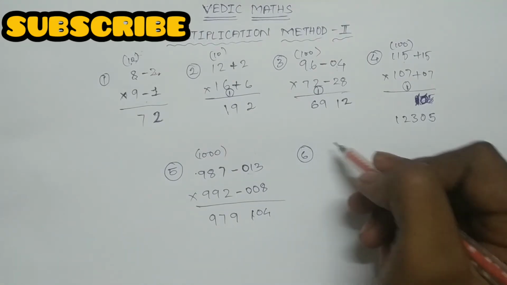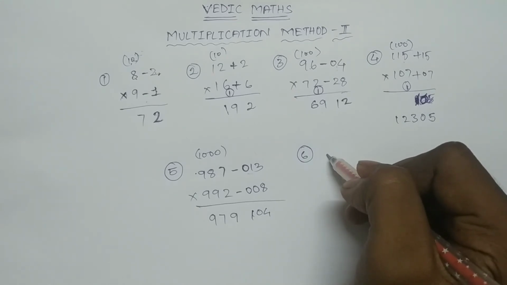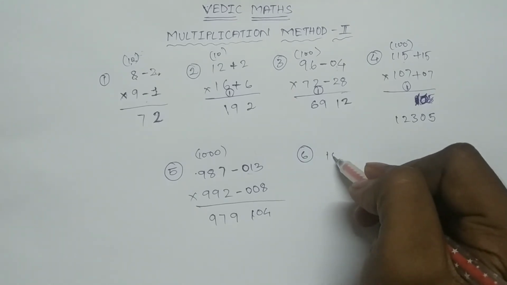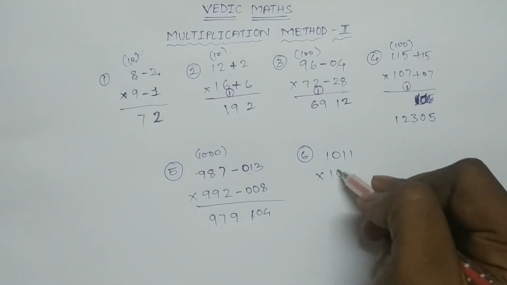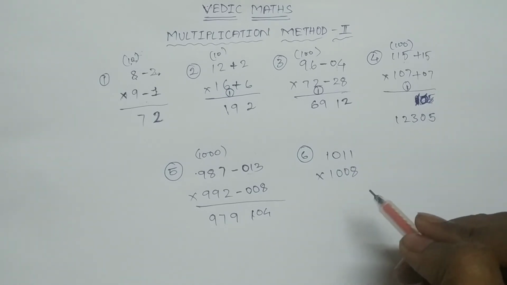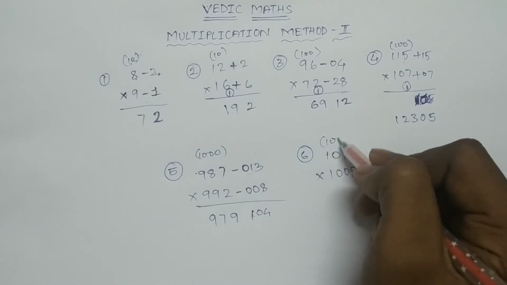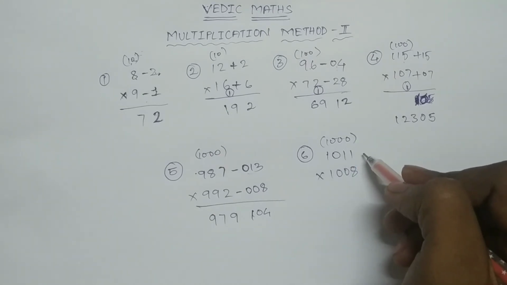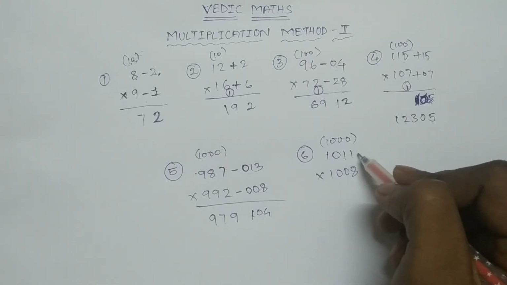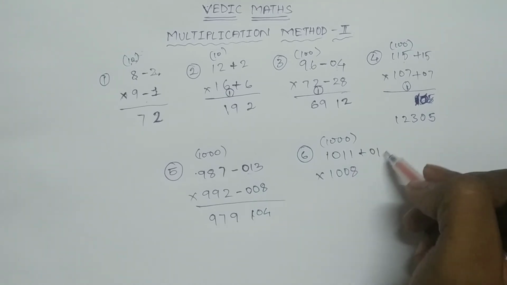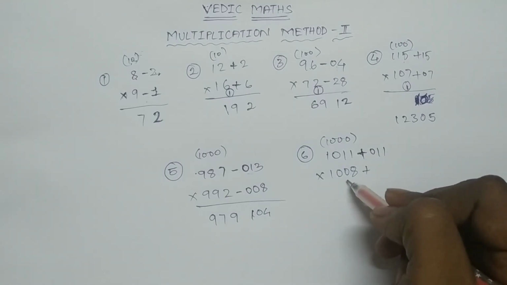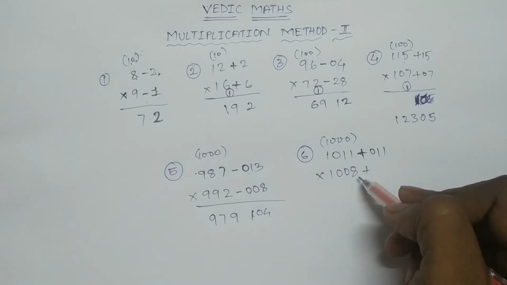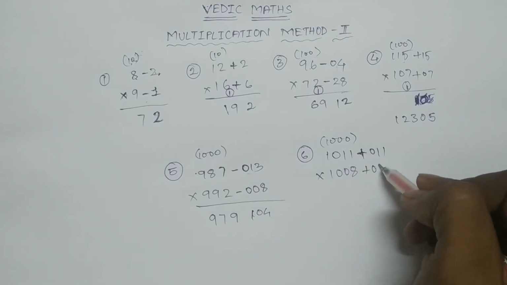Let's do the sixth example. Let's take the sixth example as 1011 into 1008. Again the nearest round figure for this is 1000, so if I compare with 1000, 1011 is 11 greater than 1000, so I am writing plus 011. Again here 1008 is 8 greater than 1000, so I am writing 008.